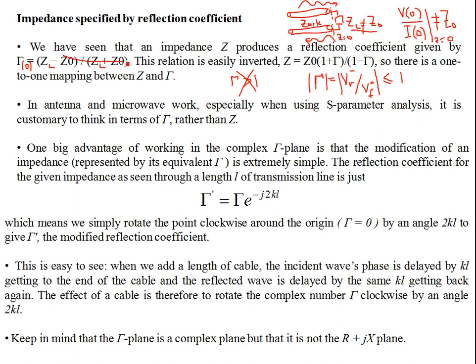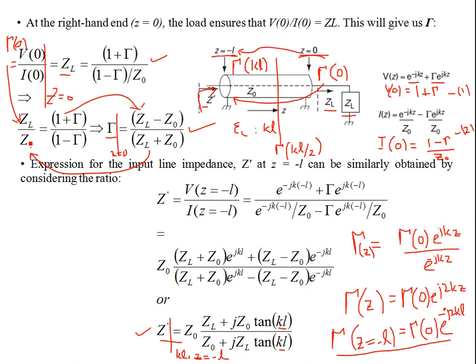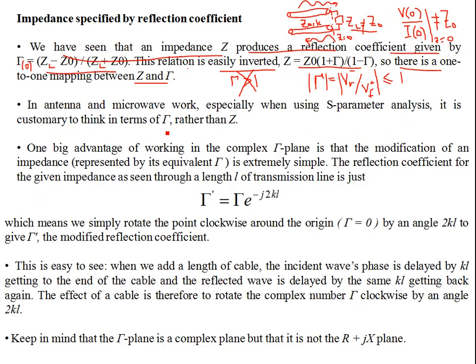What we have said is that if the impedance produces a reflection coefficient given by gamma equal to (ZL minus Z naught) over (ZL plus Z naught), then this relation can be easily inverted to give Z equal to Z naught times (1 plus gamma) over (1 minus gamma). So there is a one-to-one mapping between Z and gamma. This is exactly what we have seen before. Either you can have the load impedance in terms of gamma, or you can have gamma in terms of load and characteristic impedances. So there's a one-to-one mapping.